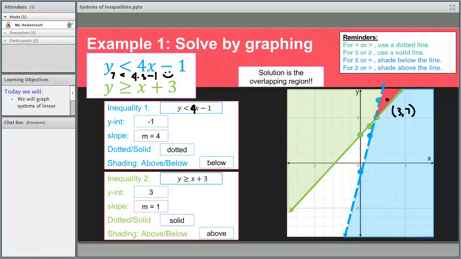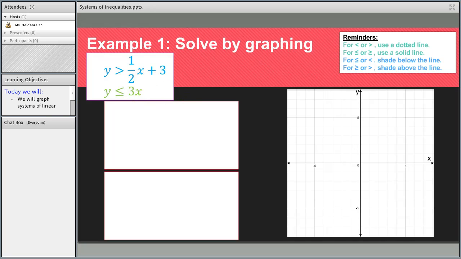If I plug in 3 and 7 into the other one, notice I'm plugging 3 in for x and 7 in for y. I'm just checking to make sure this point actually works. Indeed, 7 is greater than or equal to 6. So this one is true. So any point in that shaded region will work in my two inequalities. This is kind of like an intersection problem if you're looking at some problems in your course. We want it to work in both of the inequalities at the same time.